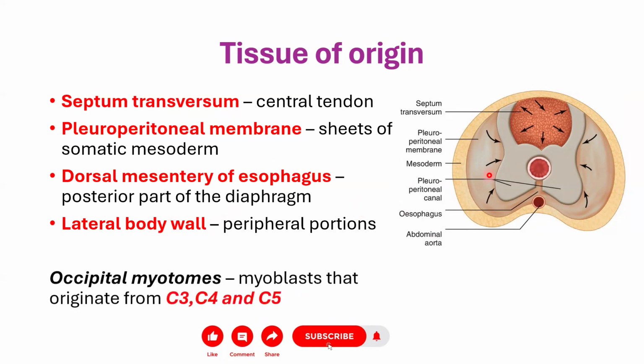And then these structures are invaded by occipital myotomes from C3, C4, and C5, which give us the myoblasts that form the skeletal muscle that invades the diaphragm. That is the reason why the phrenic nerve roots come from C3, C4, and C5. So these are the tissues of origin, and it's important to know there are 5 of them: septum transversum, pleuroperitoneal membrane, dorsal mesentery of the esophagus, lateral body wall, and occipital myotomes.